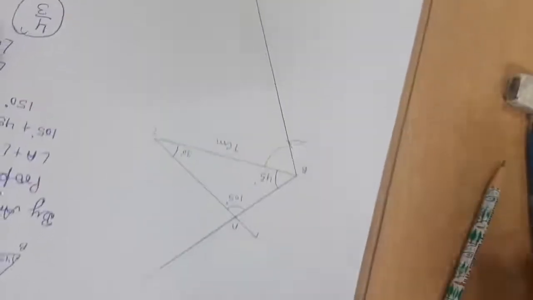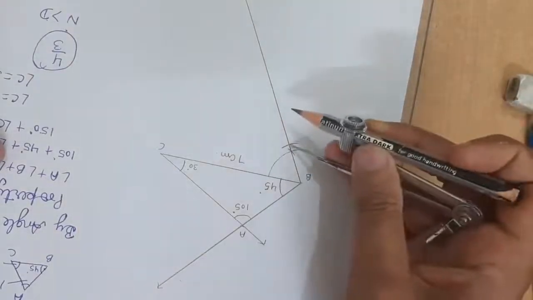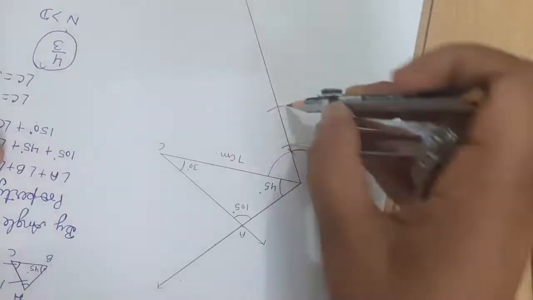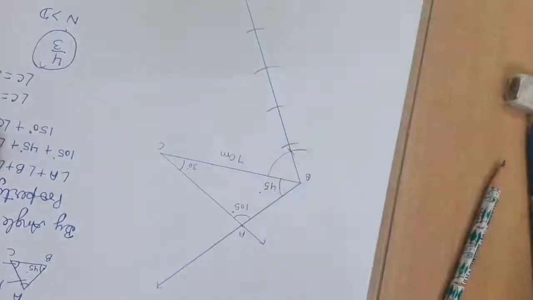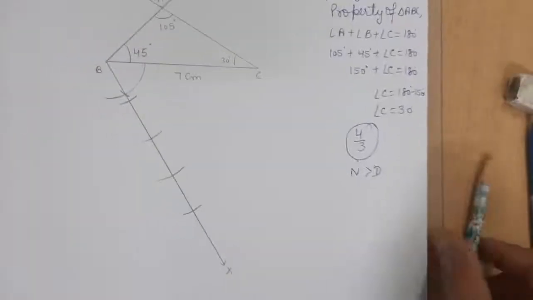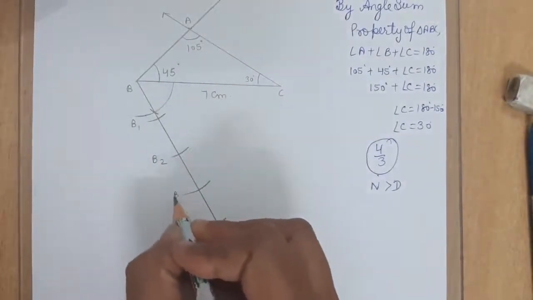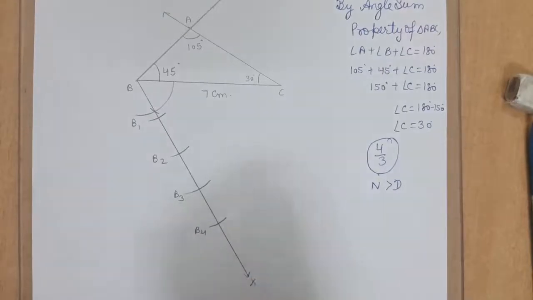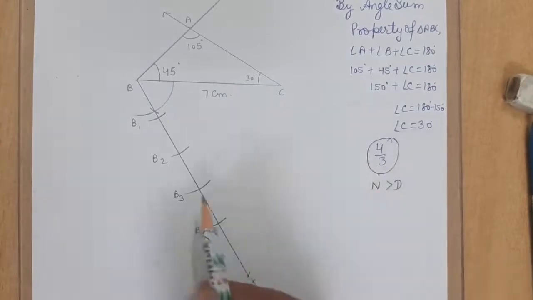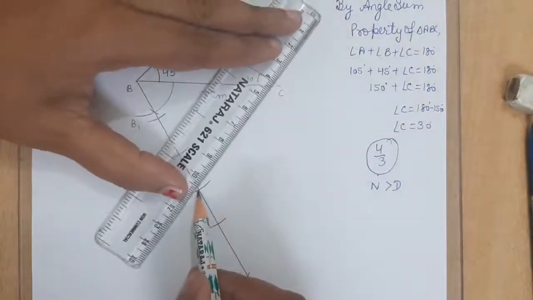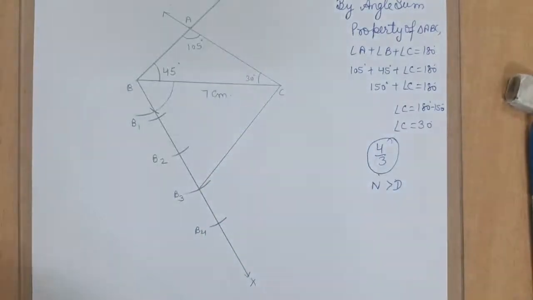As we have done in earlier questions, B1, B2, B3 and B4. Now write their names. Let it be B1, B2, B3, B4. Now dear students, what is its denominator point? It is 3. So we will join this B3 to C. Like this.